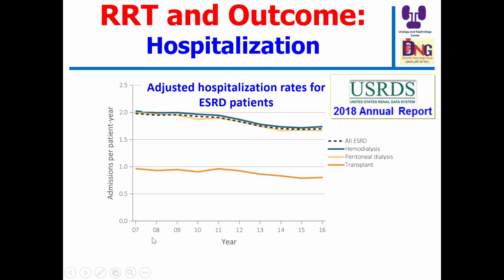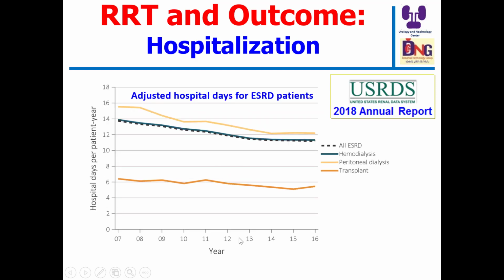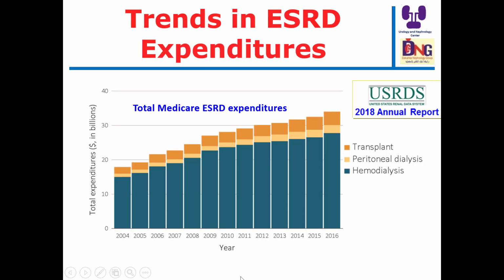Hospitalization, so the outcome I presented, mortality, and then hospitalization. Admissions for dialysis patients are more common than transplant patients. Not only the admission rate, but also the hospital days per patient per year is higher in hemodialysis in comparison to transplantation. So mortality is more common in dialysis. Again, hospitalization is more common, and this is the last point, the expense and the cost.